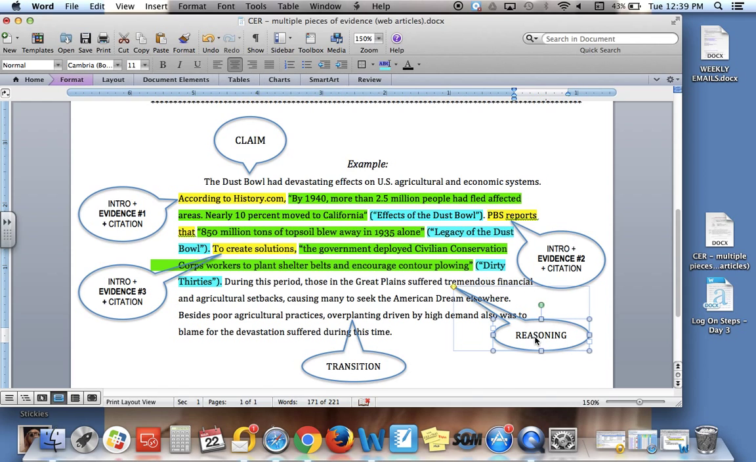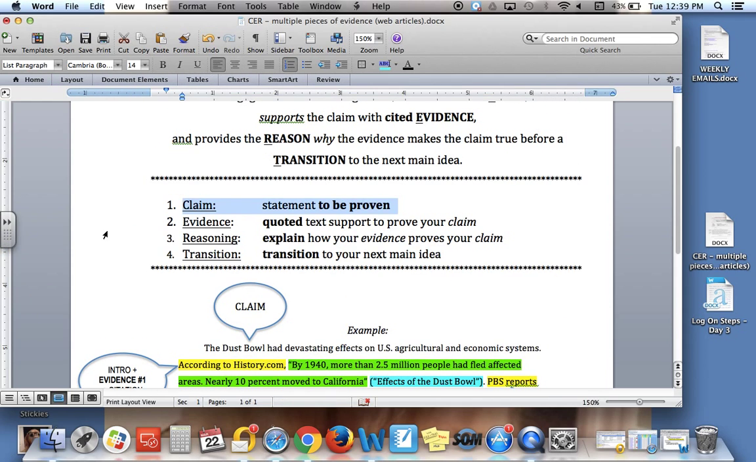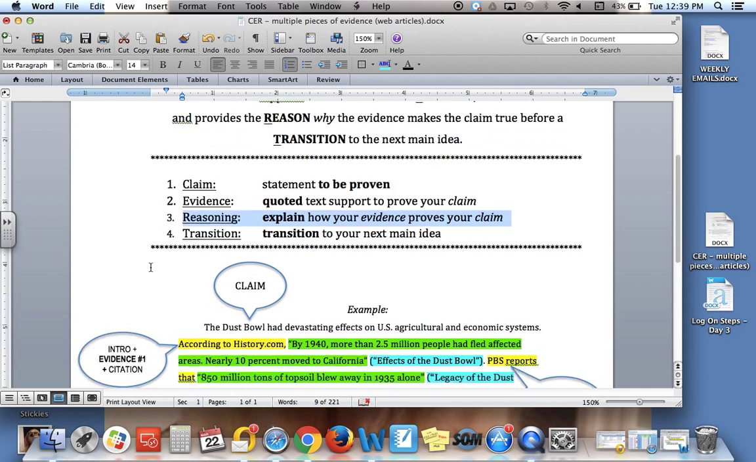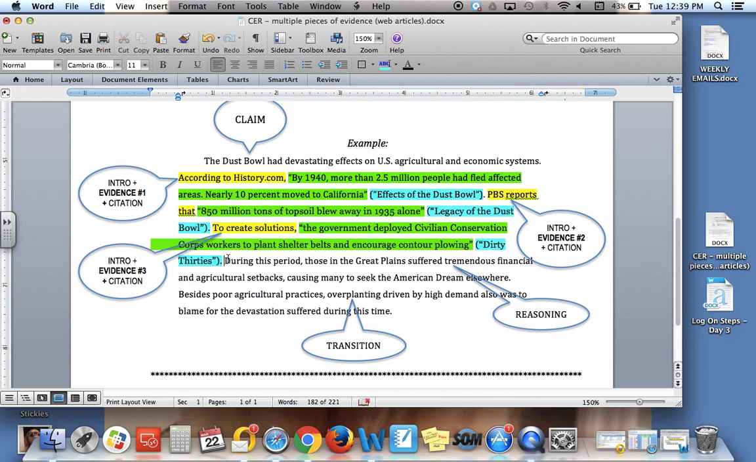Now it's time for reasoning. After you have your claim and you've proven it with evidence, we need to explain how that evidence we just provided makes our claim true. Here's how I've done this. During this period, those in the Great Plains suffered tremendous financial and agricultural setbacks, causing many to seek the American dream elsewhere. What this sentence does is it proves how my evidence makes my claim statement a true message. You provide the reasoning that connects your evidence to your claim.